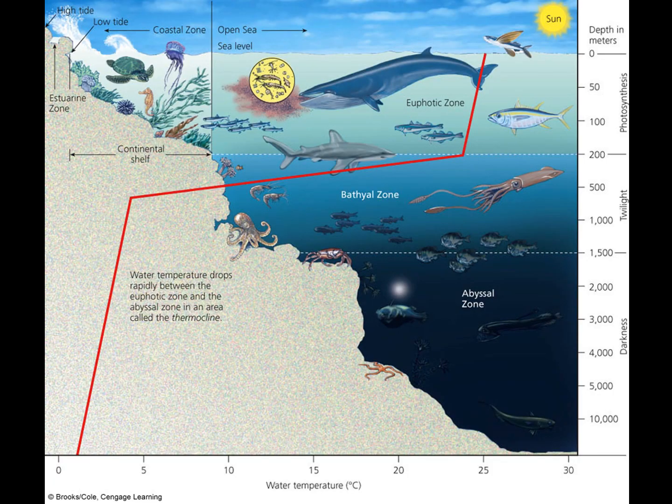Moving out into the open ocean, you can define the zones of life in a vertical, or top to bottom, way. The top is the euphotic zone. Eu means true or real, and photic means light. So this zone goes from the top of the water to the maximum depth that light can penetrate and support lots of photosynthesis. Moving down, the bathyal zone is dimly lit, so it doesn't support as much photosynthesis.